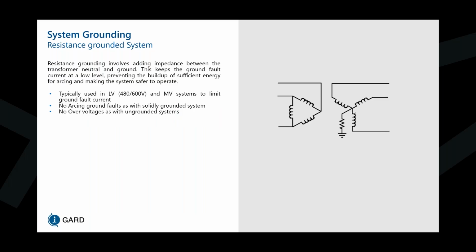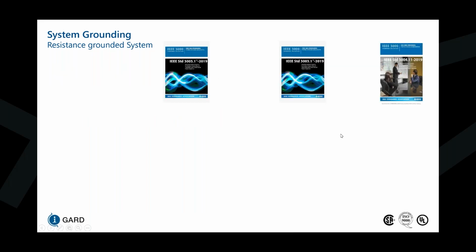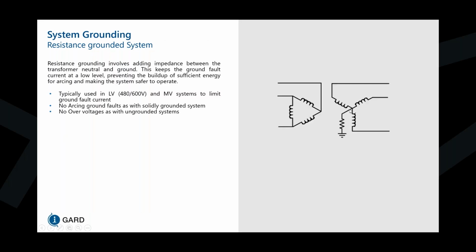So it's typically used in low voltage and medium voltage systems to limit the ground fault current. We're placing this resistor between the XO point and ground, which is in series with the ground return path of the system. And as a result, we can clamp the current to a specific value. There's no arcing ground faults as with solidly grounded systems, and we're controlling the transient overvoltage condition by sizing this resistor in accordance to the capacitance in the system.